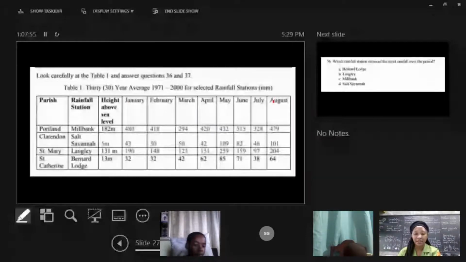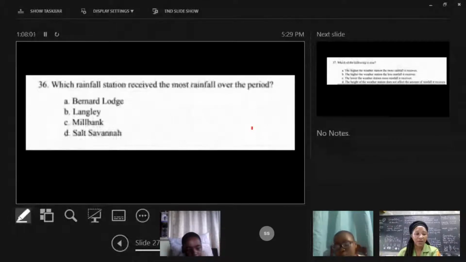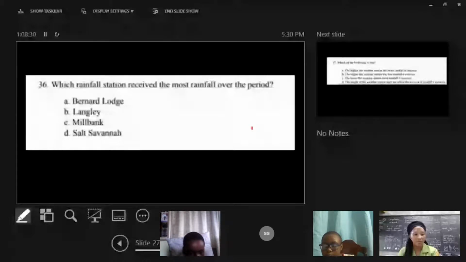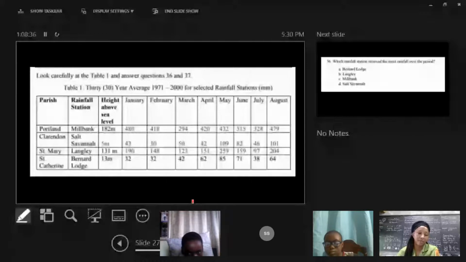So let's look at question number 36. Okay, miss. Question 36. Which rainfall station received the most rainfall over the period? A. Bernard Lodge, B. Langley, C. Millbank, D. Salt Savannah. Which one received the most rainfall?